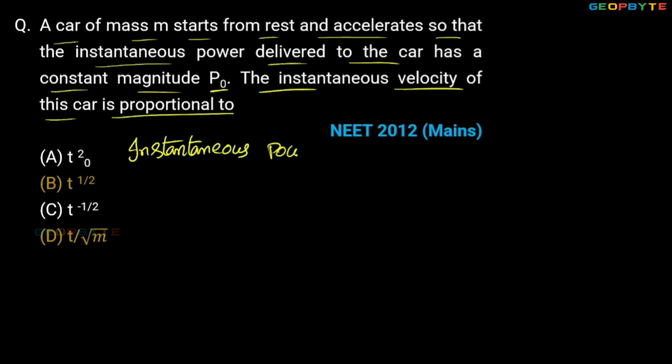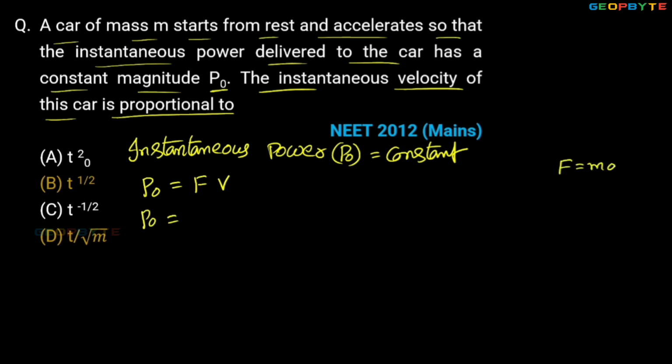Instantaneous power P naught is constant. But what is the power? Power P is equal to force multiplied by velocity. P naught equals F, and F equals ma, which is m into dv by dt. In the place of force, let us write m into dv by dt into v. It can also be written as P naught dt is equal to m into v dv.